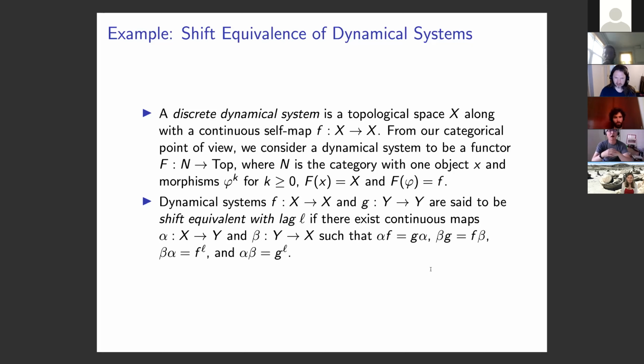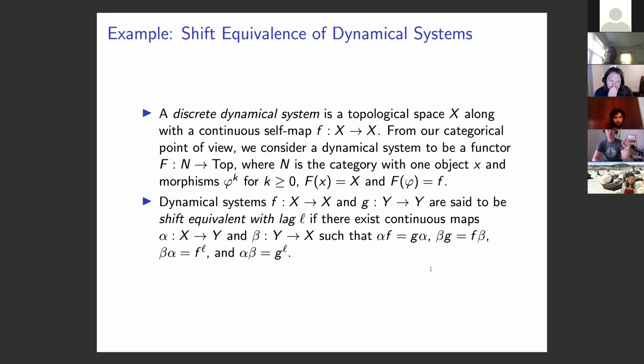Okay, if you have two dynamical systems, well, they're said to be shifted with lag L if you've got continuous functions back and forth between X and Y, going across and back.